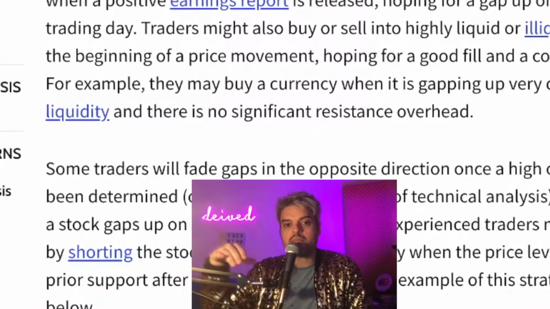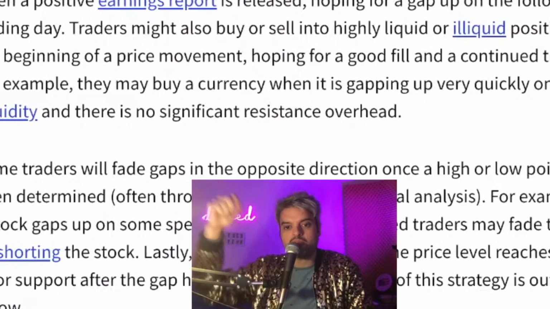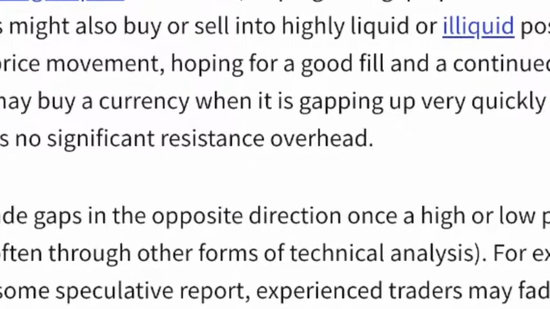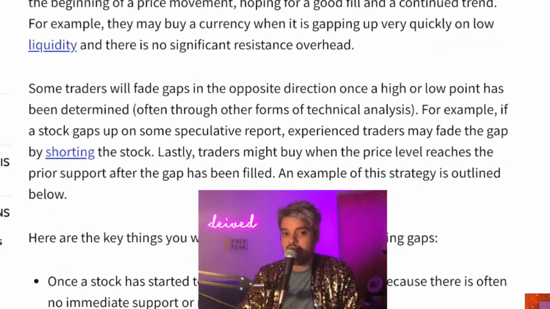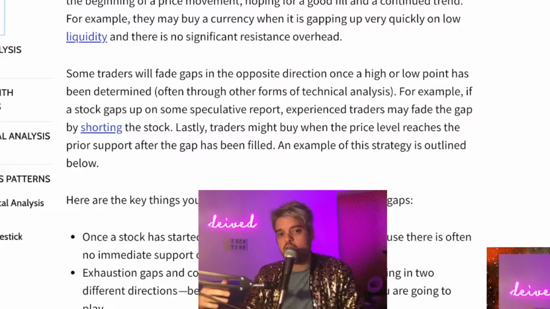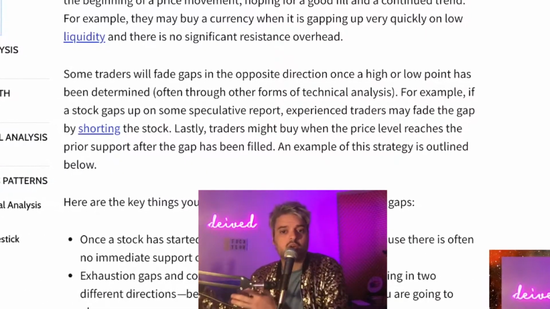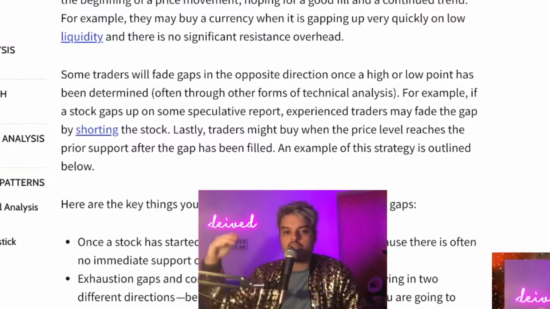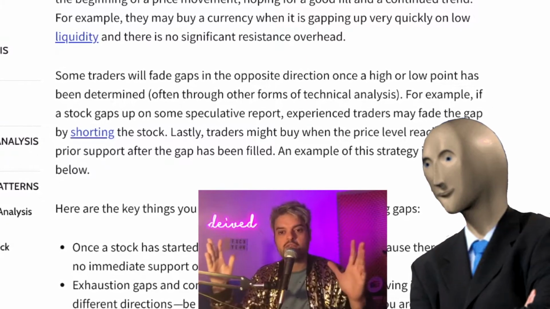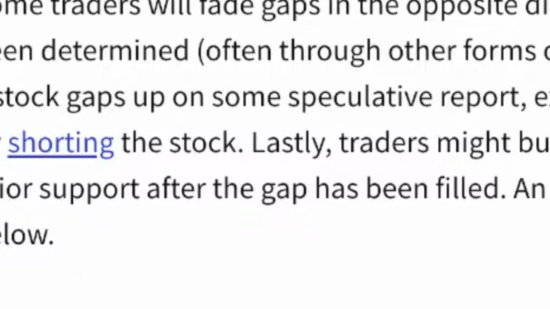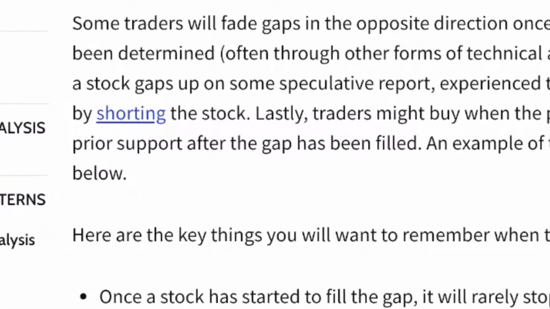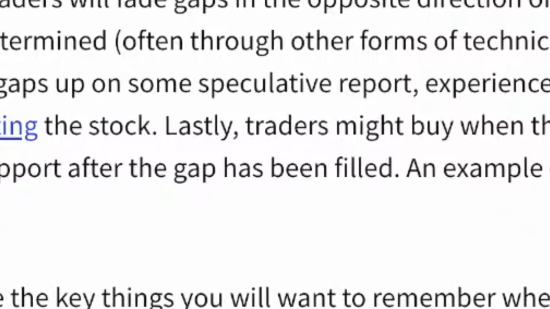For example, they may buy a currency when it is gapping up very quickly on low liquidity and there is no significant resistance overhead. Some traders will fade gaps in the opposite direction once a high or low point has been determined. Often though, other forms of technical analysis, for example, if a stock gaps up on some speculative report, experienced traders may fade the gap by shorting the stock. Lastly, traders might buy when the price level reaches the prior support after the gap has been filled.